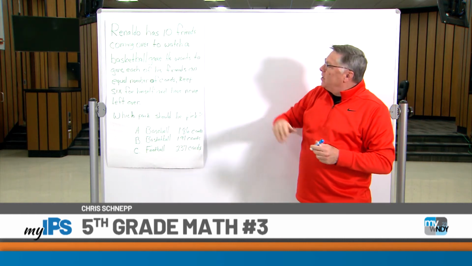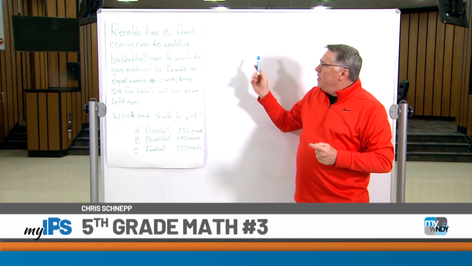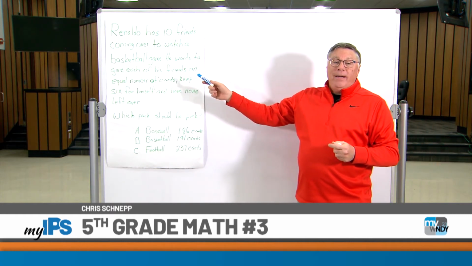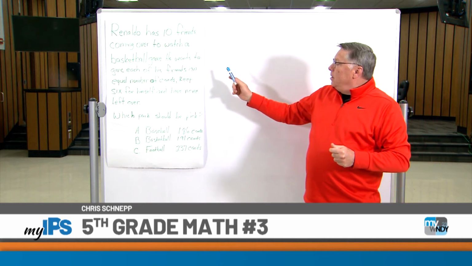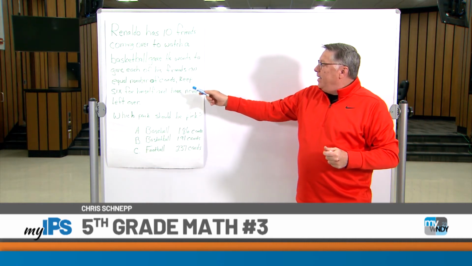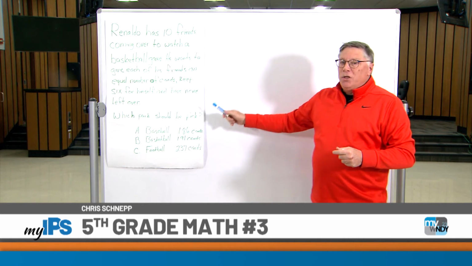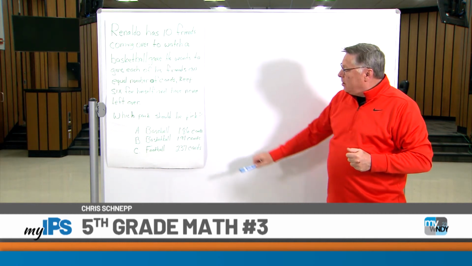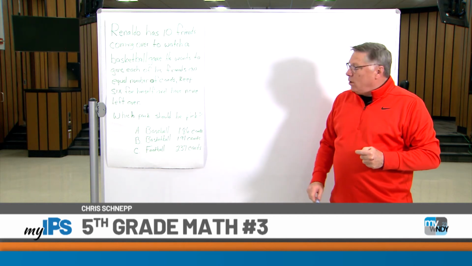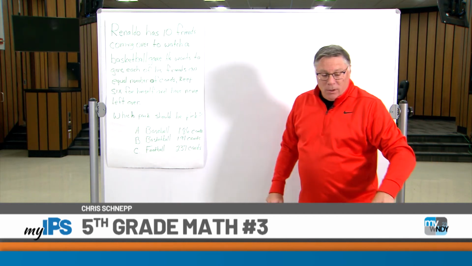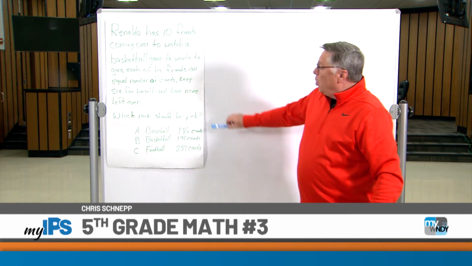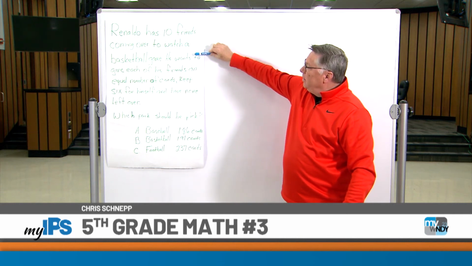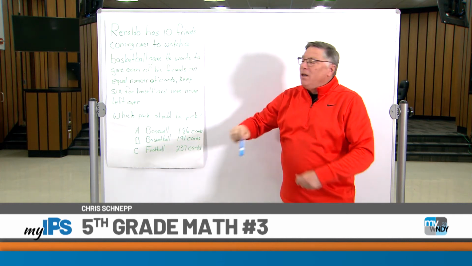Ronaldo has 10 friends coming over to watch a basketball game. He wants to give each of his friends an equal number of cards, and those would be trading cards. He wants to keep 6 for himself and have none left over. Which pack should he pick? We've got baseball, he has 186 cards, he has 191 basketball cards, and he has 237 football cards. Only one of those packs will divide into his 10 friends evenly, keeping 6 for himself.